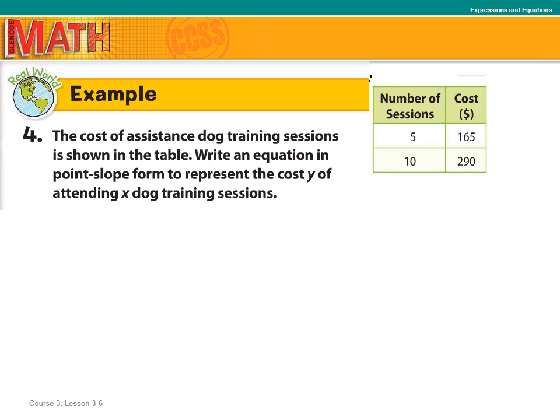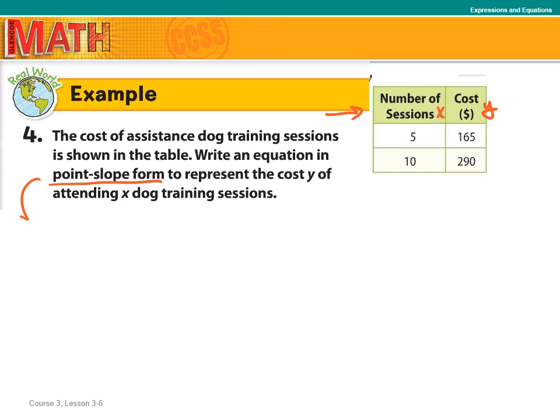Example number 4 is a real-world example. The cost of assistance dog training sessions is shown in the table. So we're going to refer to this table right over here on the right. Write an equation in point slope form to represent the cost y, so our cost is going to be y, of attending x dog training sessions. So the number of training sessions will be x.